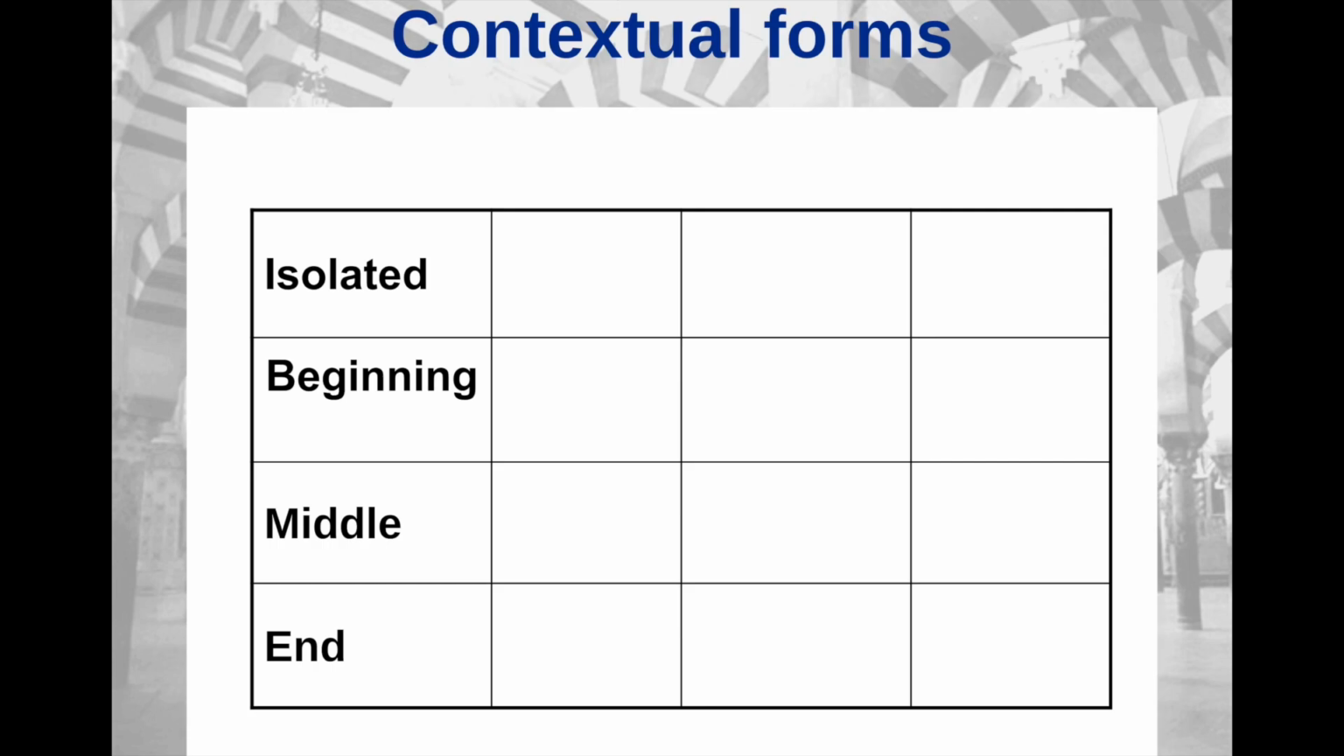Next topic is the contextual forms of the letter Ta. So we have already seen the isolated format of the letter Ta. In the beginning, we write it this way, like in the word tamr, which is a fruit, very famous in the Arabic world. You probably know it. It's, of course, the fruit dates.